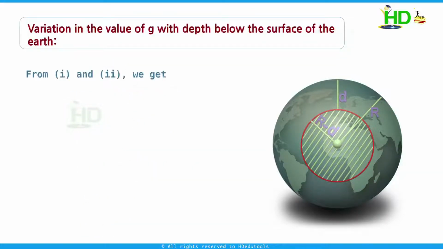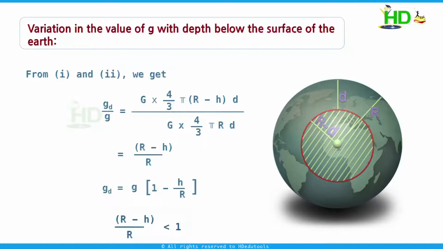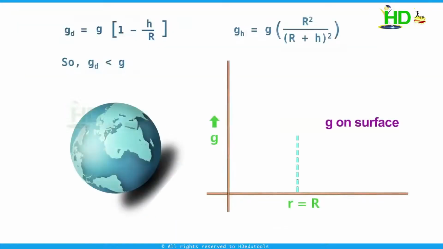Hence here we are writing mass in terms of density. Now from these two equations we can write g_d divided by g, this is equal to G × (4/3)π(R − h)d divided by G × (4/3)πRd, or this is equal to (R − h)/R, or the acceleration due to gravity at the depth h is g_d = g(1 − h/R). As (R − h)/R is less than 1, we can say the value of g_d is less compared to g. That means as we are moving into the Earth, the value of g decreases.